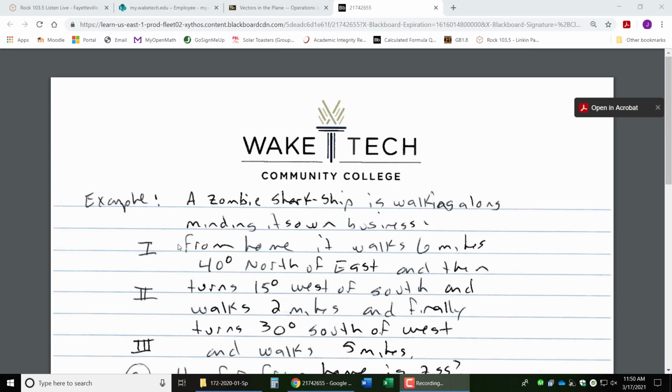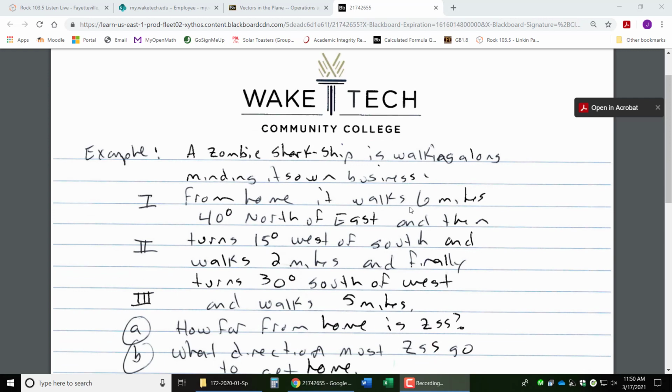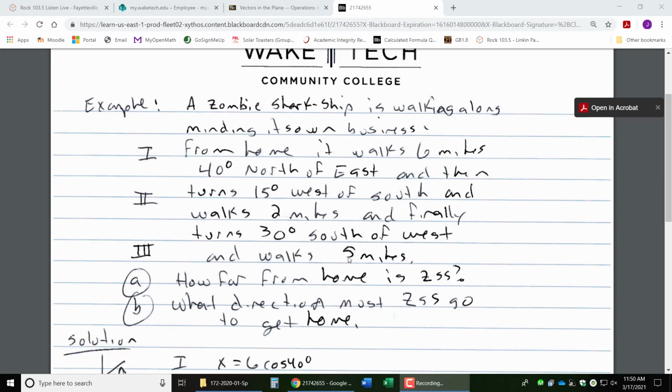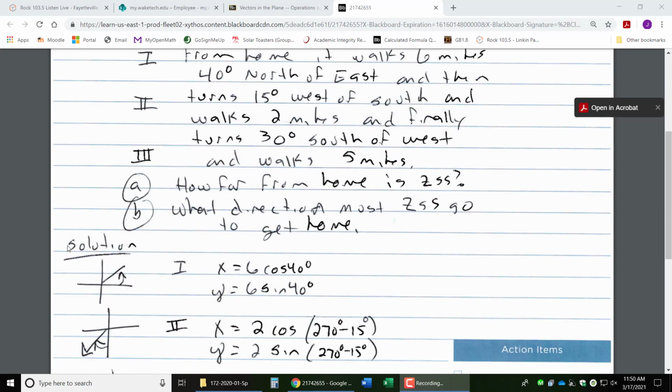Anyways, so it starts out from home and it walks 6 miles in a certain direction. This one is using the prepositional phrase rather than the bearing type direction angle. And then it turns, changes direction, walks a little bit more. It turns again, changes direction, walks a little bit more. And we've got some questions to answer.